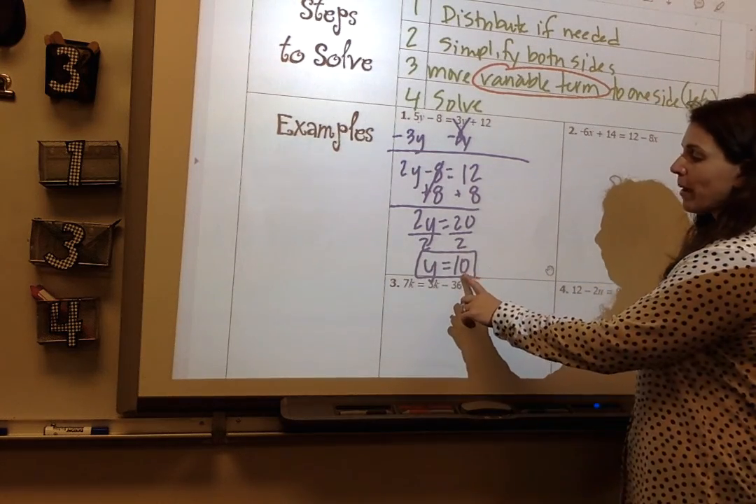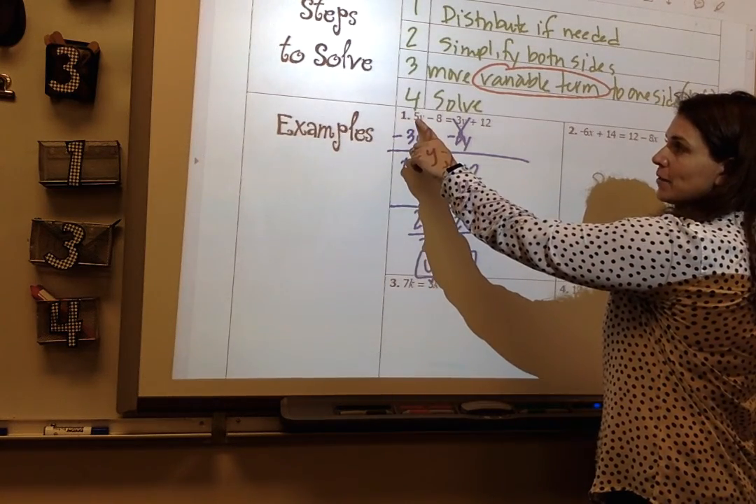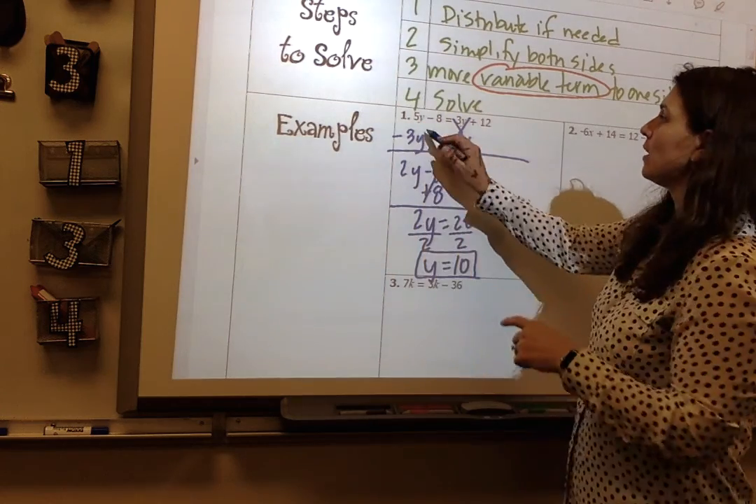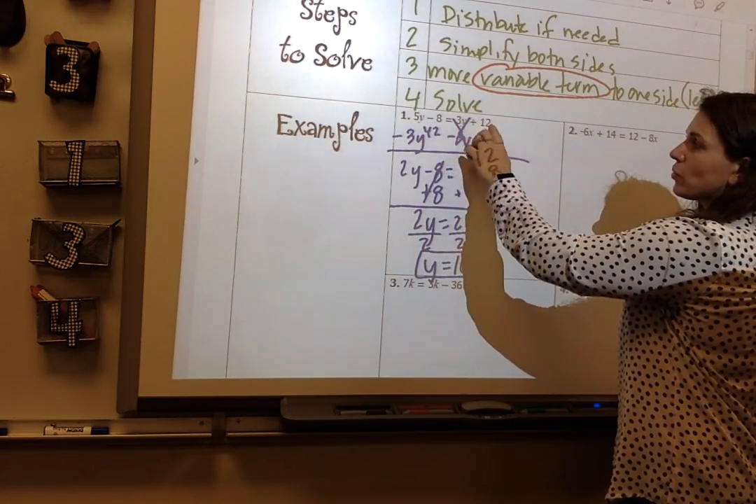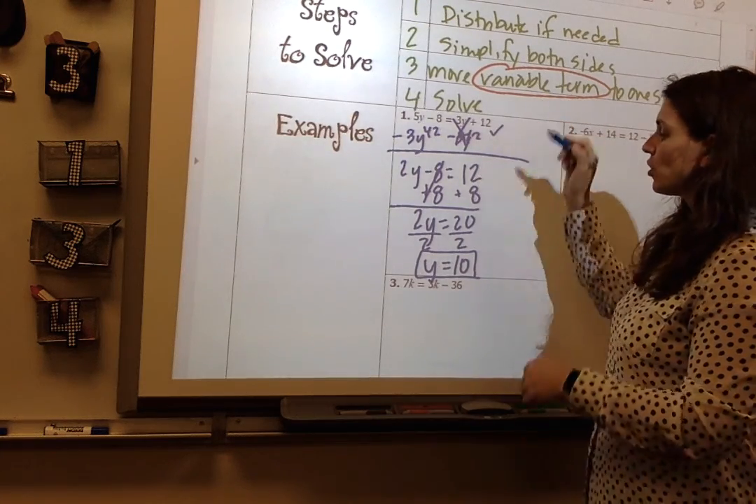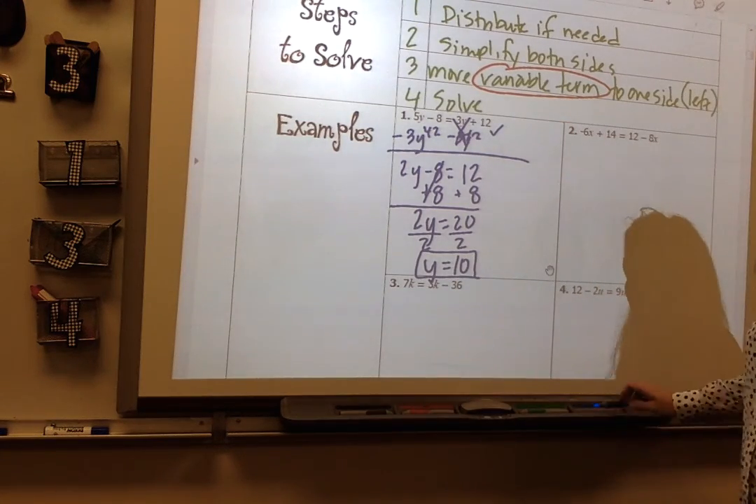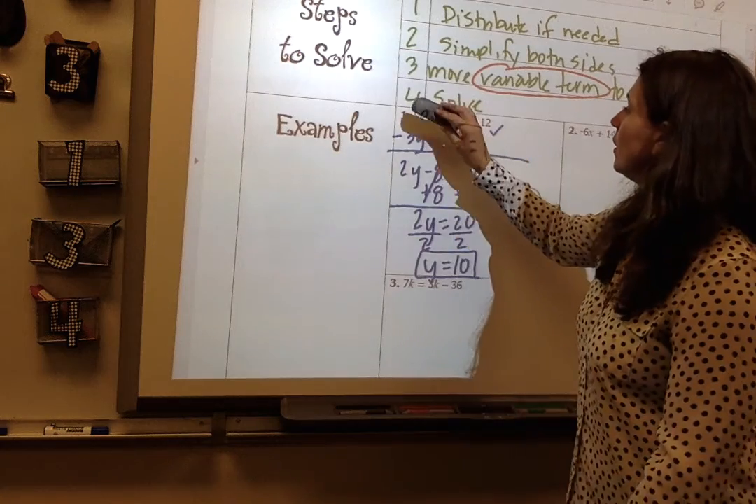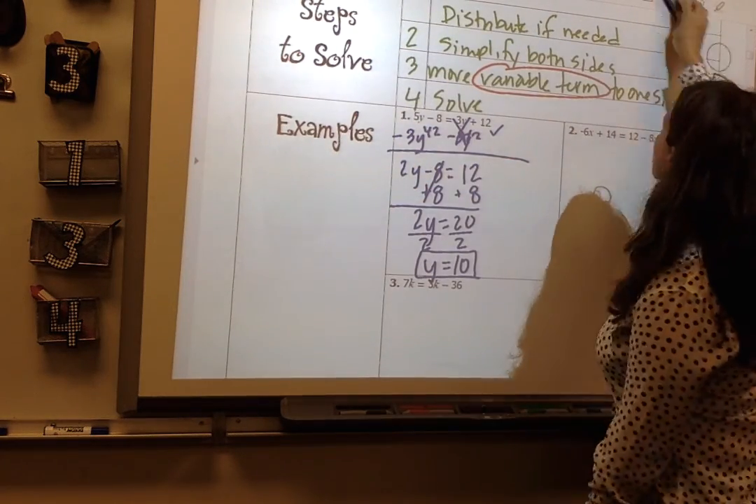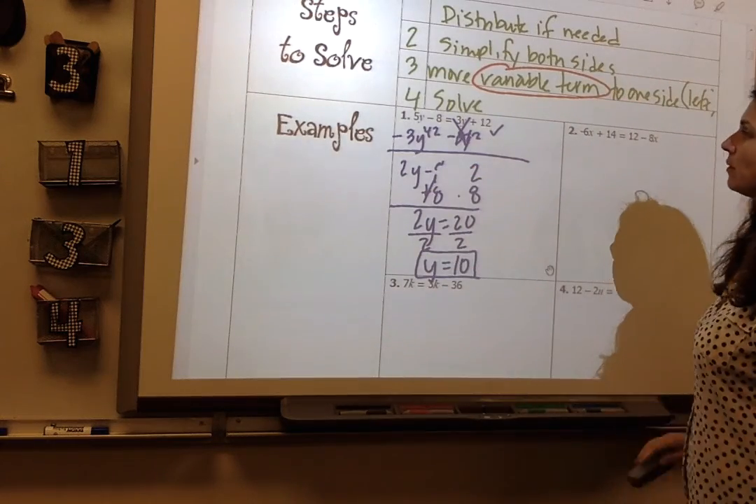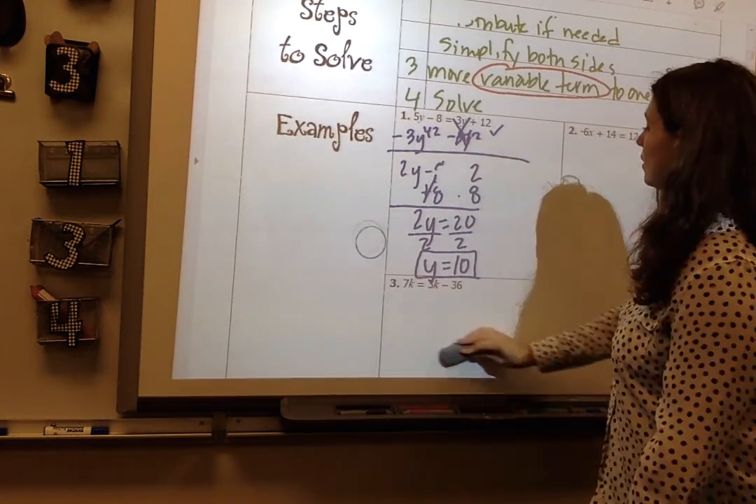And of course, I can check my answer. 10 times 5 is 50. 50 minus 8 is 42. 10 times 3 is 30. 30 plus 12 is 42. So it checks out on both sides. So don't forget that check. All right. So we should have the steps written down. If not, of course, you can pause it and write those down.